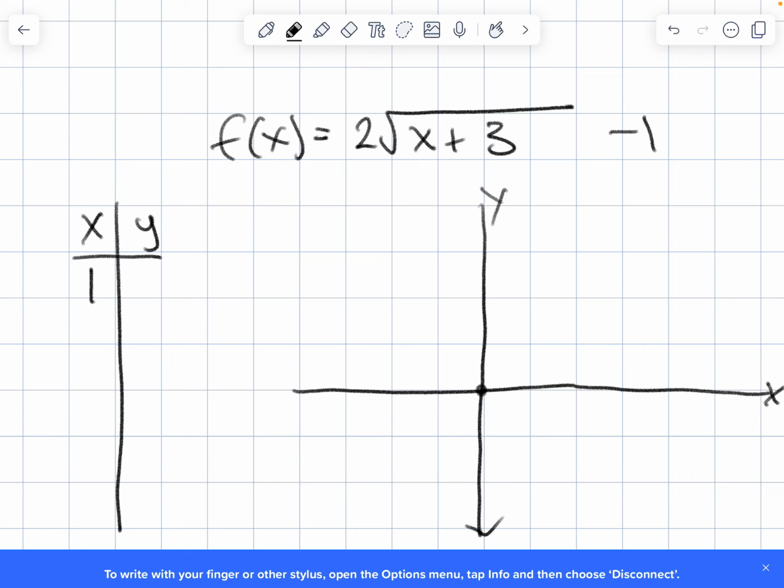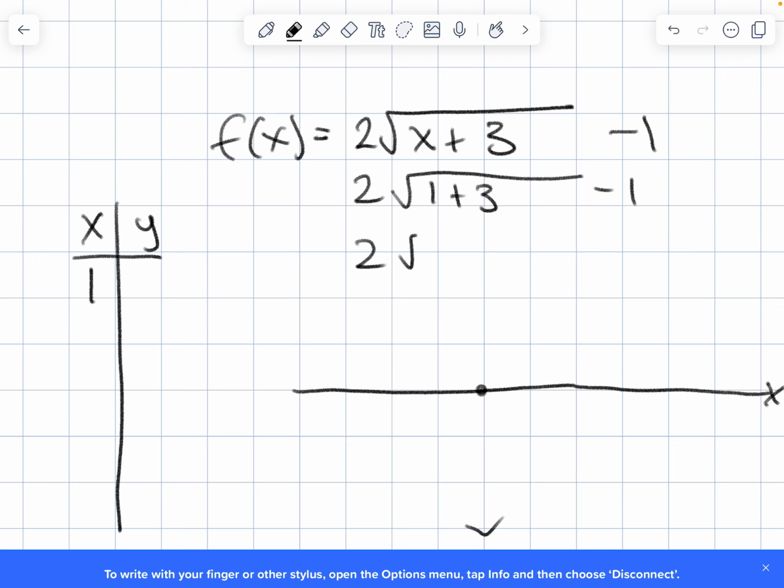Let's plug 1 in here. If we plug in 1, then we have 2 square root of 1 plus 3, and then 1 plus 3 is 4, and the square root of 4 is 2, and 2 times 2 is 4, 4 minus 1 is 3. So we have the point 1, comma 3. So let's delete all of that. And on our list we have 1, comma 3.